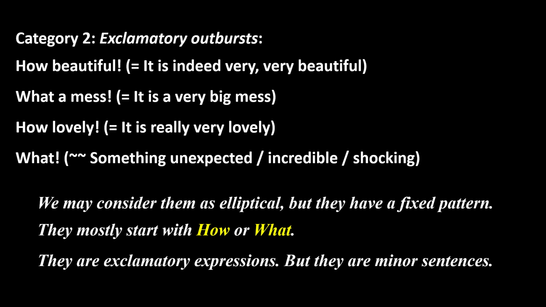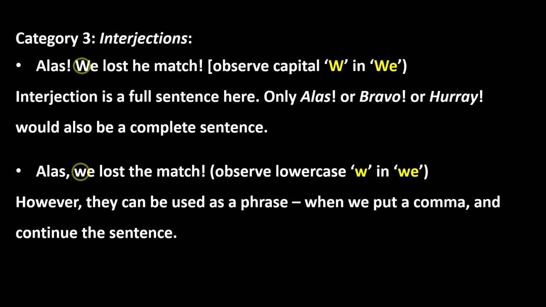These are full sentences according to the English language. Now we may consider them as elliptical, but they have a fixed pattern. They mostly start with how or what. They are exclamatory expressions. They are minor sentences, but they enjoy the full rank and status of a complete sentence. So after exclamatory outbursts and elliptical sentences, minor sentences category 3, interjections.